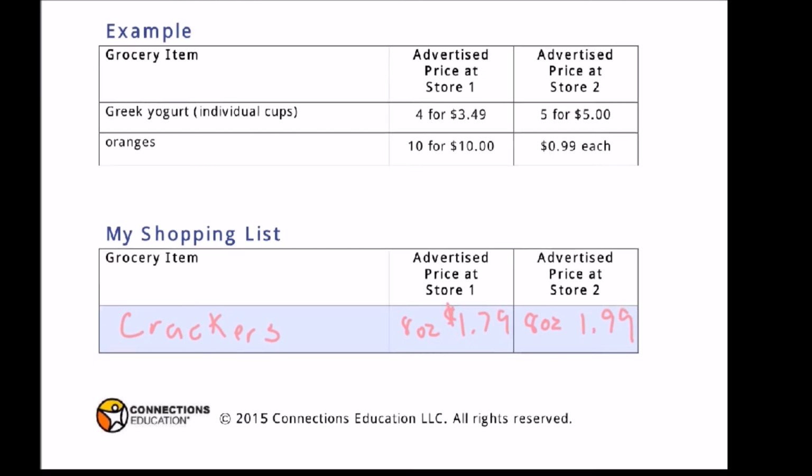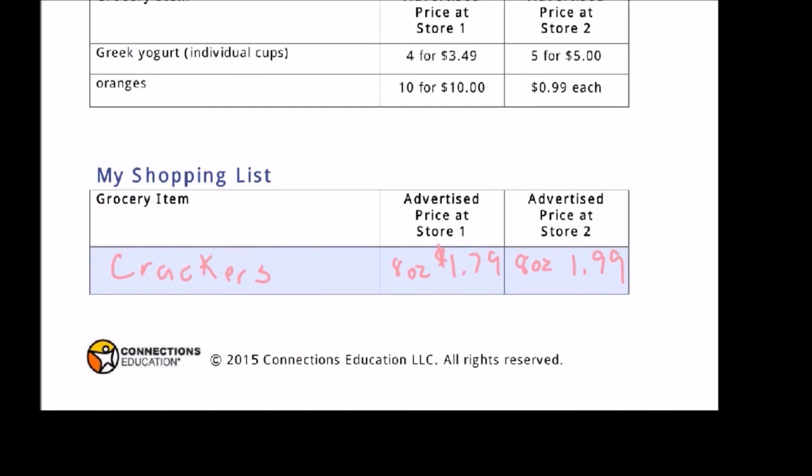So what I did is found 2 boxes of crackers. One was 8 ounces for $1.79. One was 8 ounces for $1.99. So make sure when you're doing this, you need to write down how much you're getting. So I wrote ounces. In their examples, they said, 4 yogurts for $3.49 or 5 for $5. So make sure you're just writing down how much you're getting for that price. It's going to be very important.